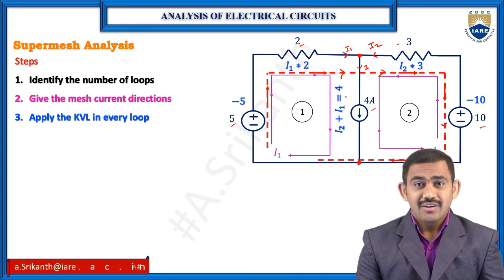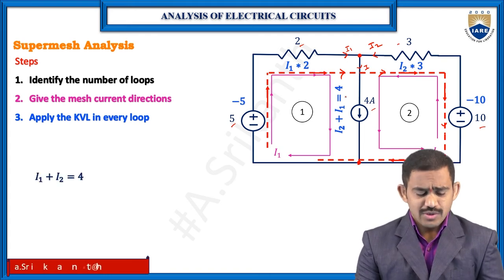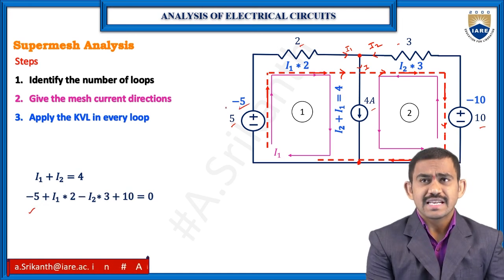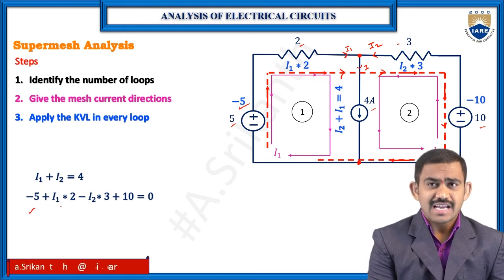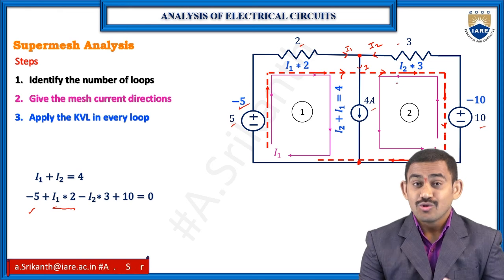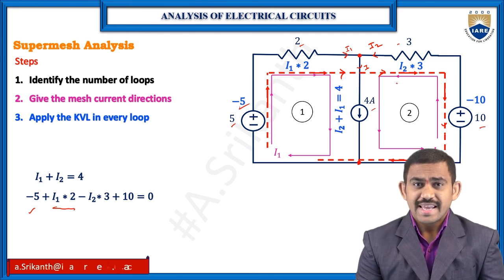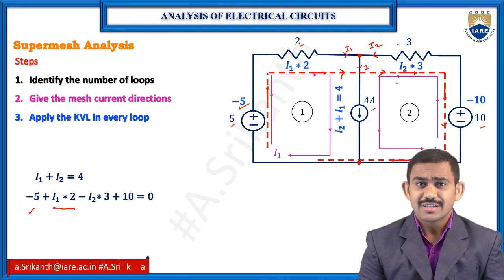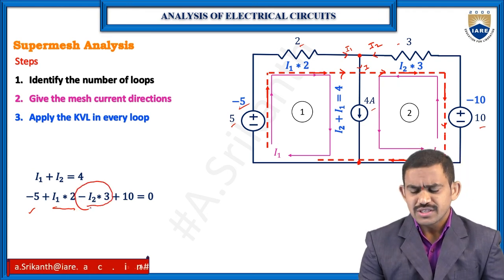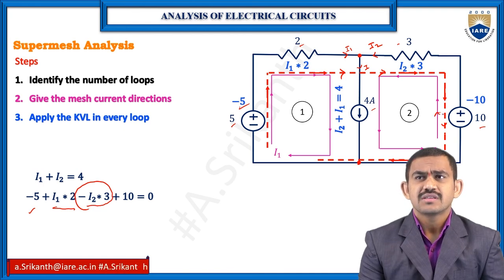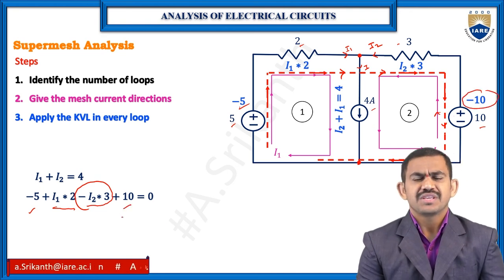So we have the ideal current source equation as well as the super loop equation. In the super loop equation, minus 5, and the voltage drop here is I1 into 2 ohms, and coming to the 3 ohms, the loop direction and the super loop direction are both reverse. So the I2 direction and the super loop direction are both reverse. Reverse means we write minus I2 into 3. Then the voltage source also: the current direction is upwards and the super loop direction is downwards. So minus 10 is replaced with plus 10, equal to 0.